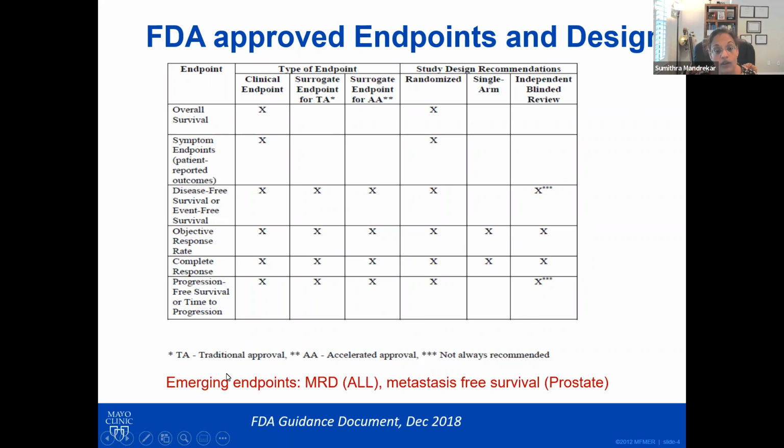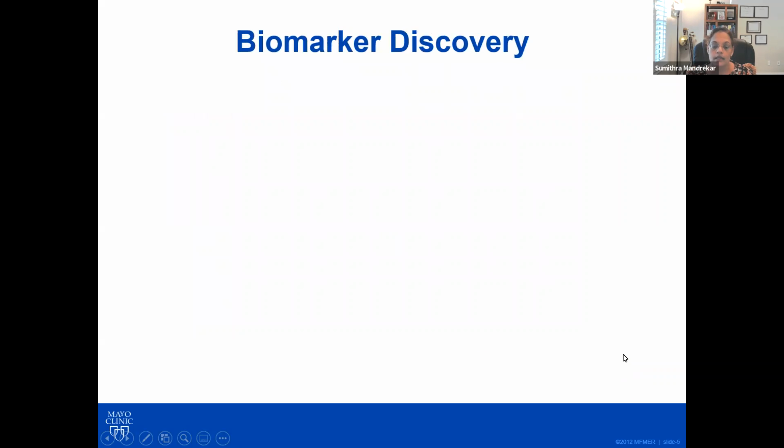There are also new emerging endpoints in oncology, like minimal residual disease for leukemia and metastasis-free survival for prostate cancer. So this hopefully gives us a sense of the landscape and how oncology has evolved over the last two decades. And a substantial portion of oncology now really focuses on biomarker targets and biomarker-driven trial designs.